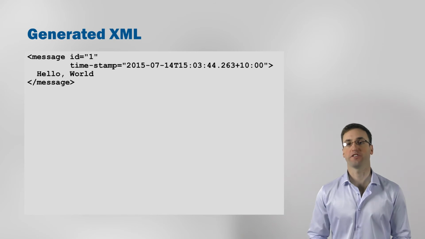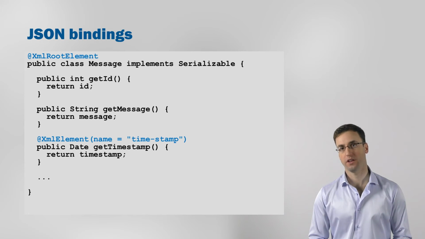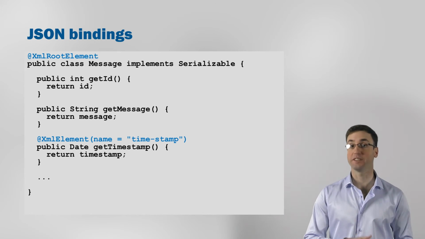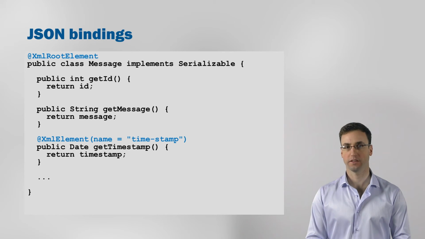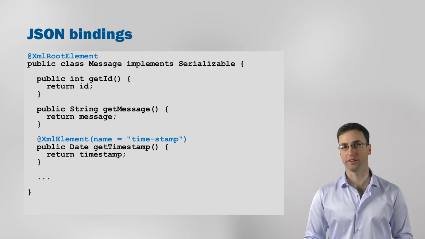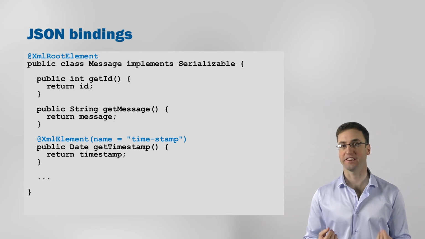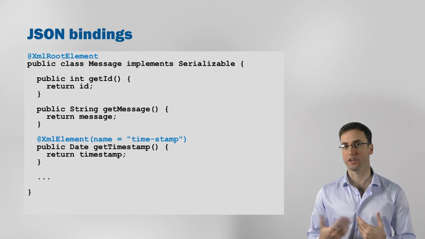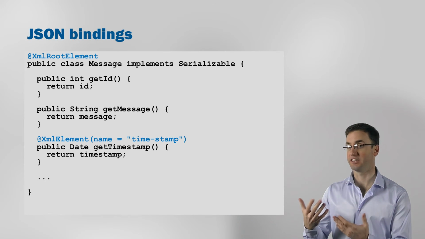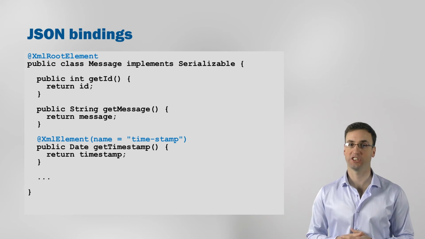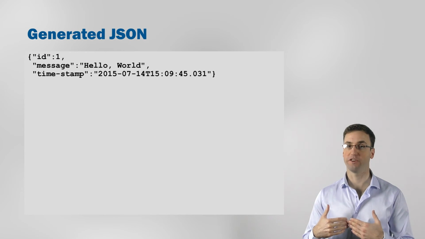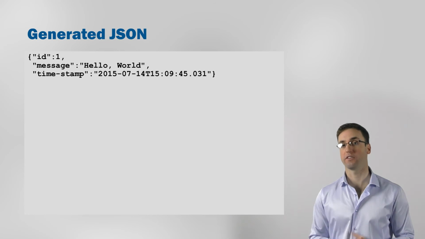Fortunately, you don't have to do the same thing again with JSON. When JAX-RS converts an object into JSON, it makes use of the same JAX-B bindings. So this means that all you need to do is annotate your class with XML element. You can also use the JAX-B annotations to override the defaults. So here, I'm using a custom name in the JSON or the XML, and I want the word timestamp with a dash. When JAX-RS converts it to JSON, it would produce output that looks like this.